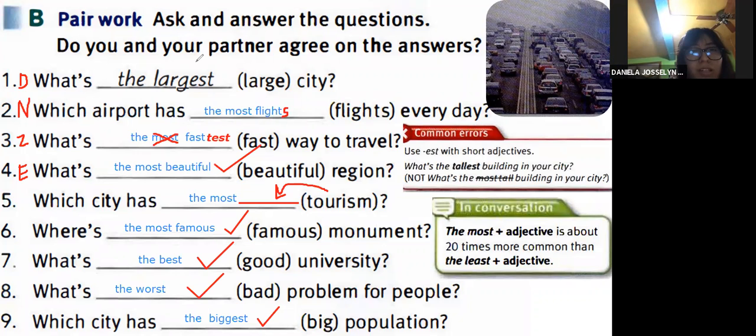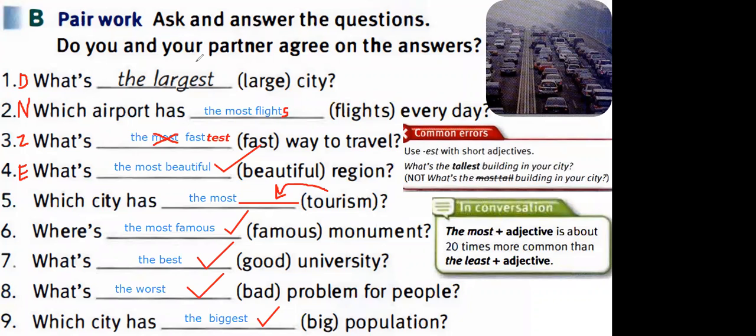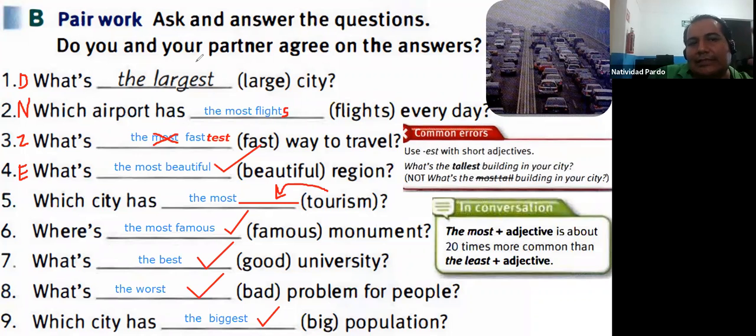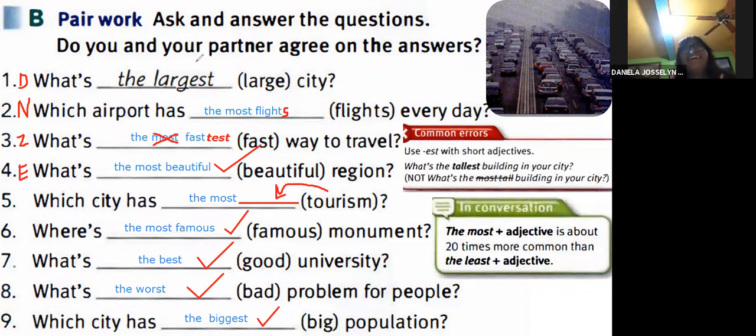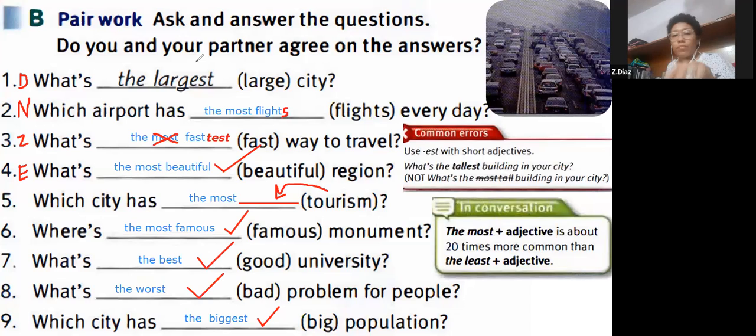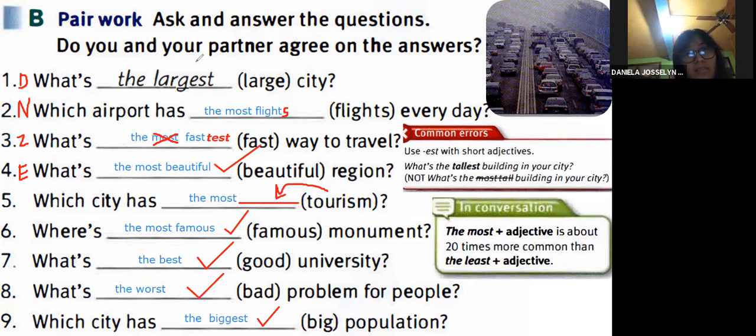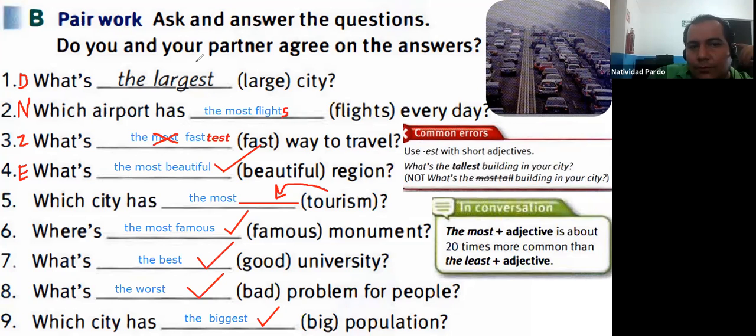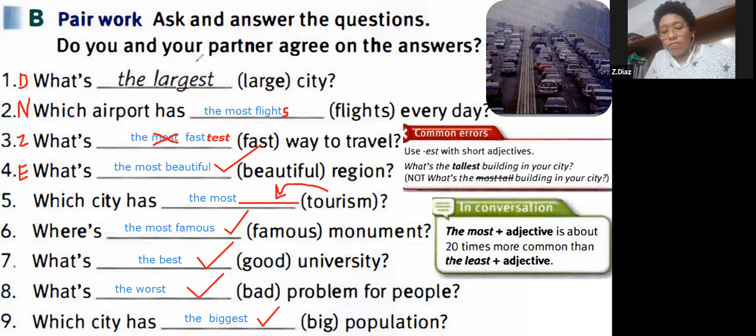I think the largest city is Tokyo. San Francisco. I think Tokyo because Japan is an island. I don't know. I think Hong Kong is the largest city. Okay, number two. I think the largest city is Tokyo.